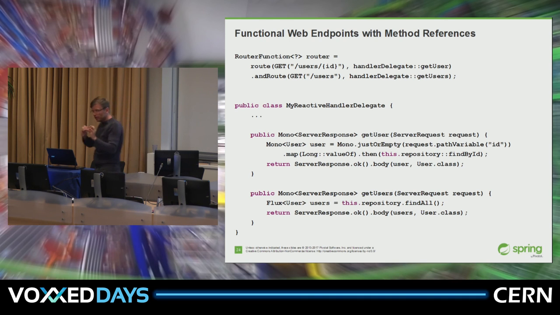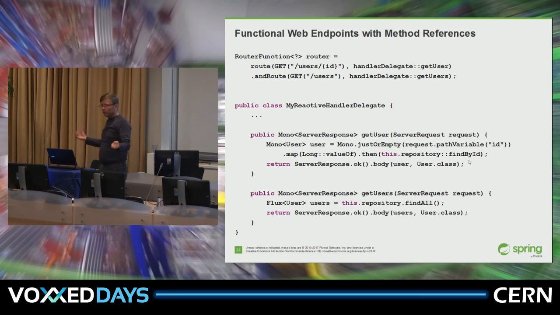But you can actually see what's happening here, right? You're being called back to answer, in this case, with a Mono of ServerResponse, a building instruction for a server response. You can't declare an argument with @PathVariable here. So you have to take the request and programmatically ask for the path variable. There are several ways of doing this, but essentially here, you're taking the path variable, building a processing pipeline where you're saying, take this variable, convert it to a long, and pass it to the findById method of this repository here.